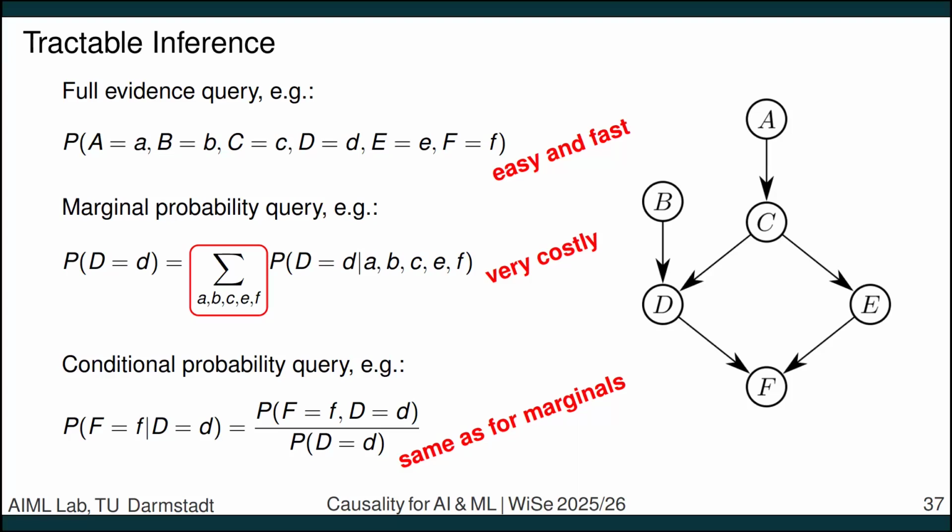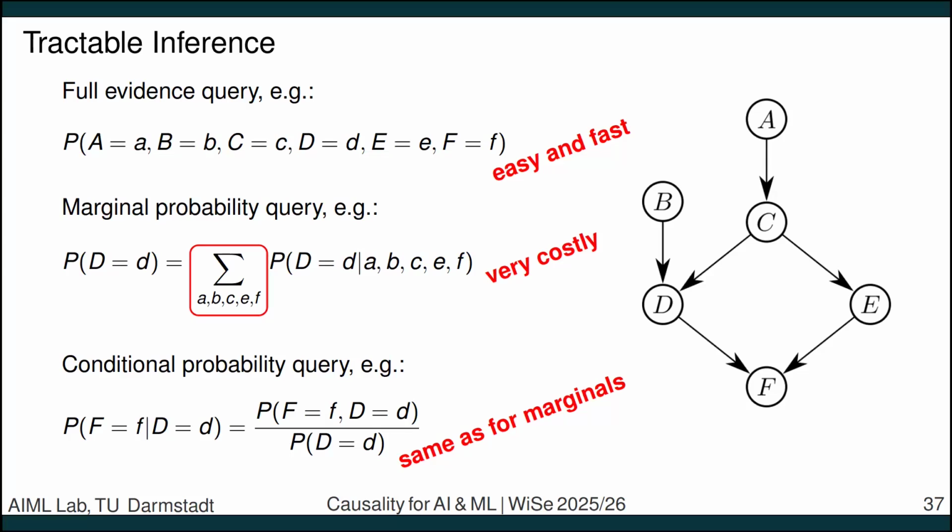A problem may arise when we want to talk about marginal probabilities. That means we only have partial evidence. So we need to marginalize out all the variables for which we don't have evidence. And this might be very costly because now we need to sum over all possible value combinations of all those marginalized variables. And this quickly grows very large because it's always a product over all possible values of each variable.